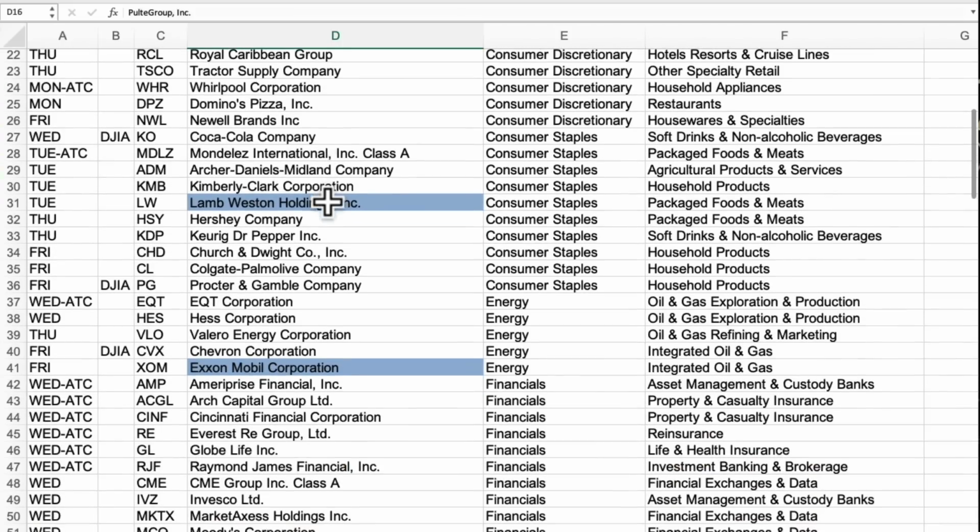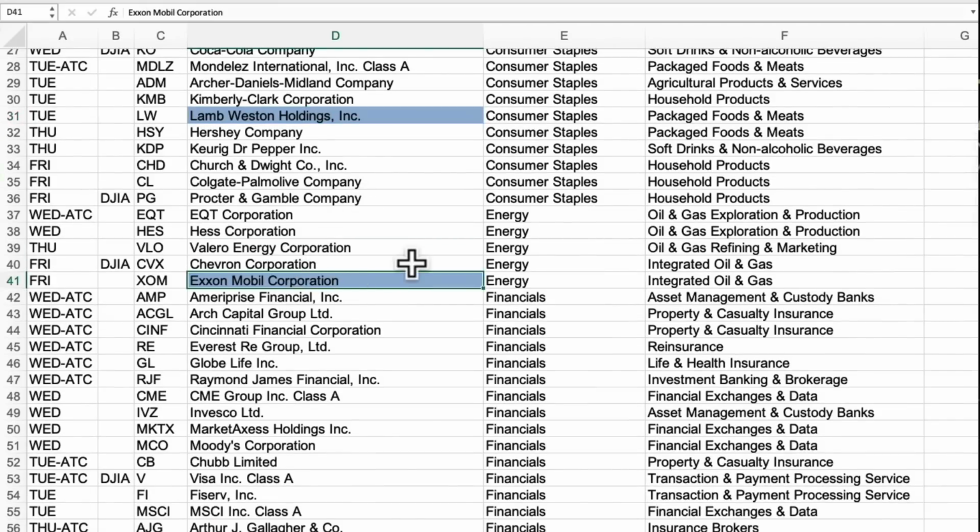Going into Wednesday, Lamb Weston, consumer staples. If you've watched Lamb Weston over the last year and a half, they went straight up all through the rate hiking cycle. They did not go down. They went up. Incredible company.